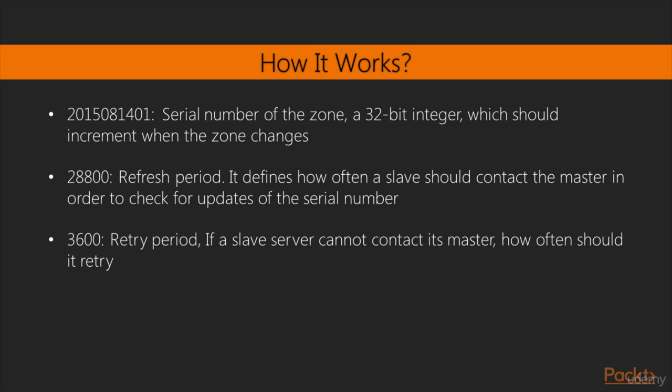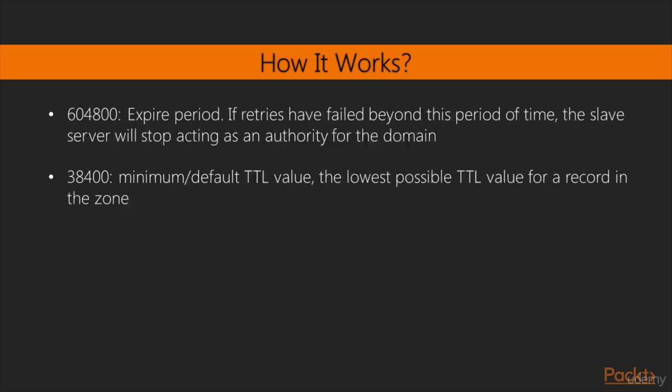28800. This is the refresh period. It defines how often a slave should contact the master in order to check for updates of the serial number. You might see warnings if this value is less than 20 minutes or greater than 12 hours. 3600. Retry period. If a slave server cannot contact its master, how often should it retry? 604800. Expire period. If retries have failed beyond this period of time, the slave server will stop acting as an authority for the domain.